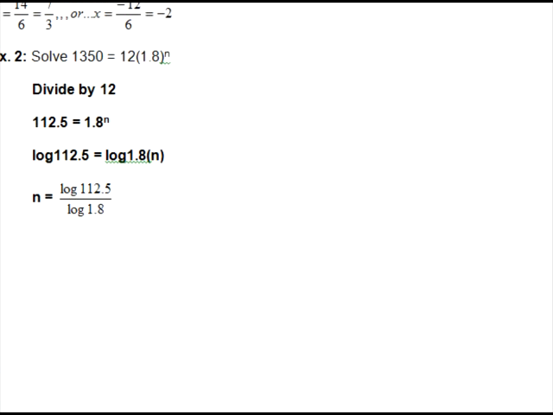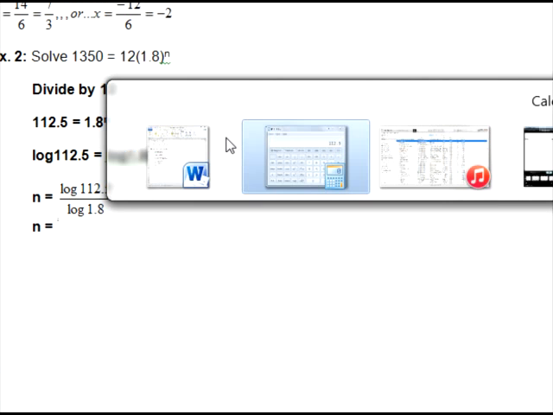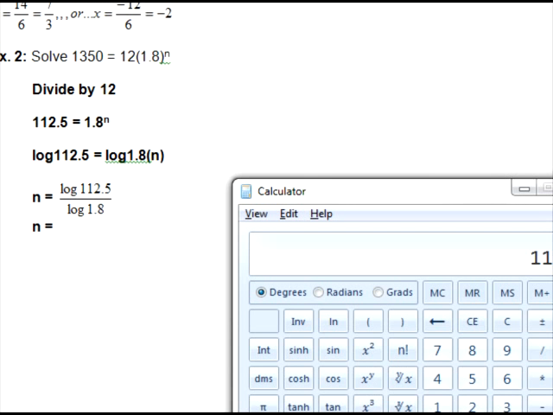And we've done enough of these. Hopefully this will come back to people. Kim, can you please calculate that? Please calculate that for me, please. So 112.5 log. Where's my log button? So there we go. Divided by 1.8 log, and then equals. I got 8.04.